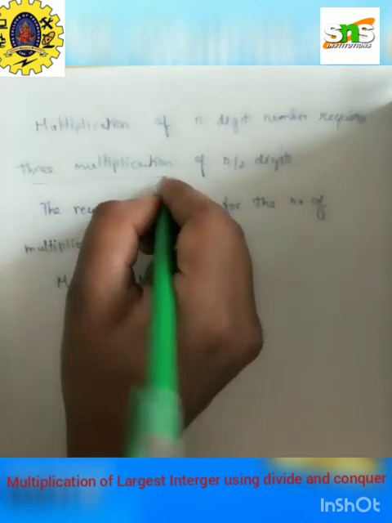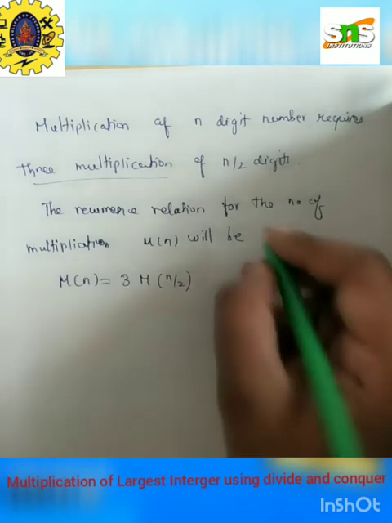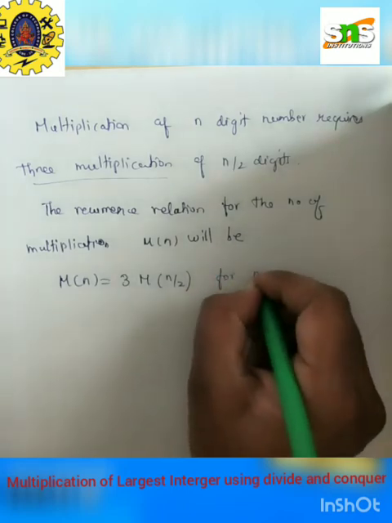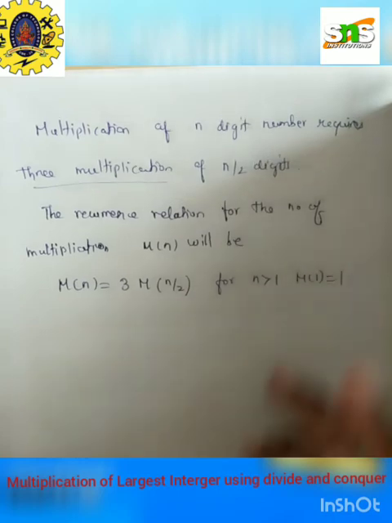So here we already have 3 multiplications. In the previous equation we can get 3 multiplications, so it will be written as 3 into m of n by 2. This is for n greater than 1, and m of 1 is equal to 1. If there is one element, there is only one multiplication.